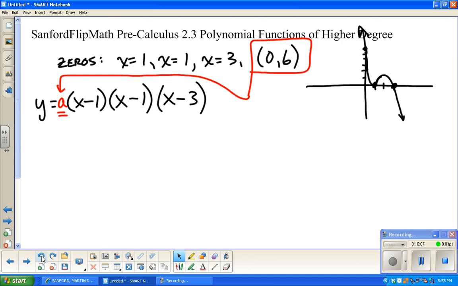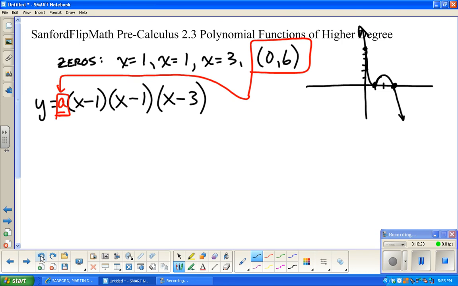Instead, we have a number that can multiply out here. And if there's a number out here that multiplies to achieve that 6, then these still can equal 0 when x is 1, or x is 3. Okay, so that will actually work.